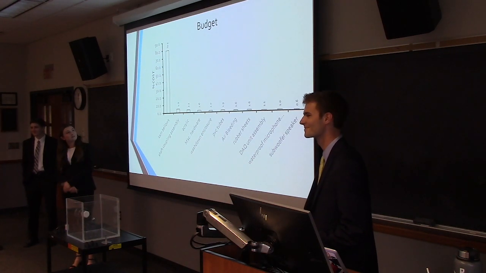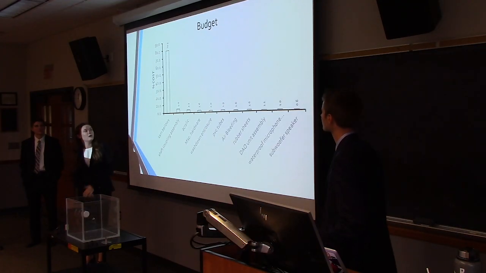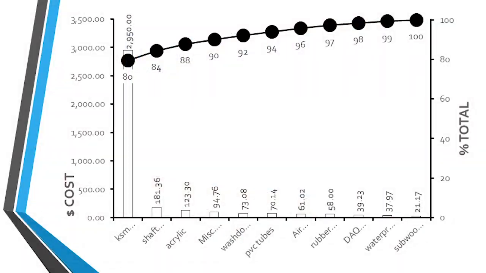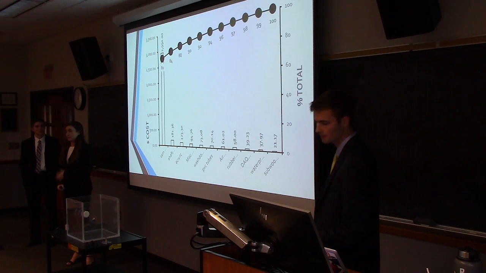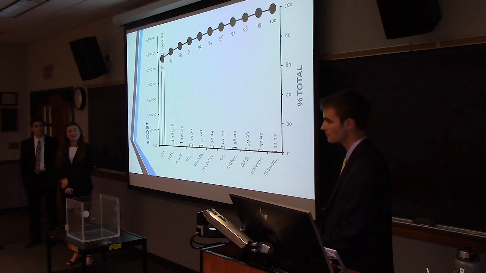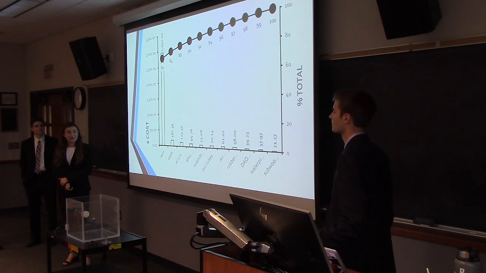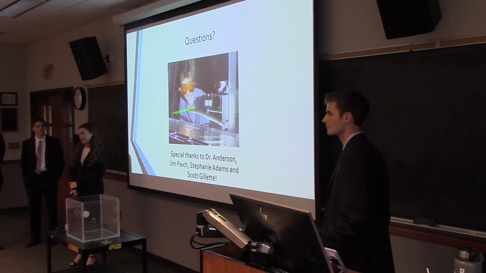As you can see from this diagram, even with that extension, the KSM bellows took up 80% of our budget, and everything else fell below 5%. This Pareto chart just shows the price of each system. The KSM bellows cost $2,950. In total, we reached $3,710. So that left us with $40 to spare from our new budget. Thus, we were able to achieve all our goals in the deadline and the budget that we were given. Thank you for your time, and we are now open to any questions that you may have.